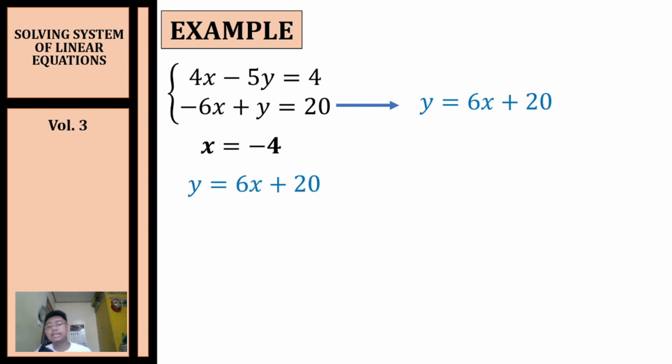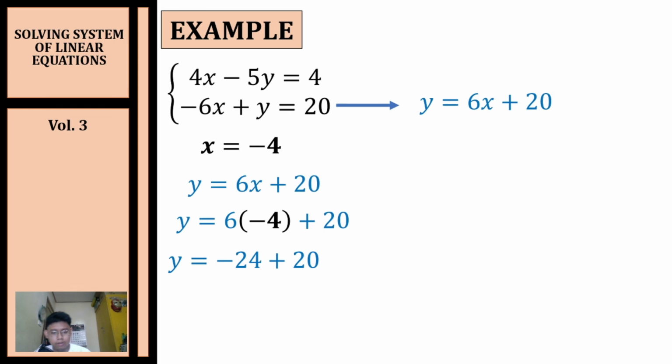y is already isolated. When we substitute negative 4 to the value of x, no need for us to transpose or to apply addition property or subtraction property to isolate one of the variables. Let's substitute negative 4 to the value of x, and simplifying it, then combine like terms, we will have the value of y that is equal to negative 4.